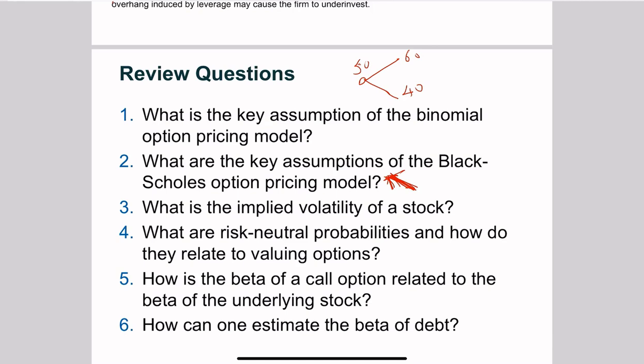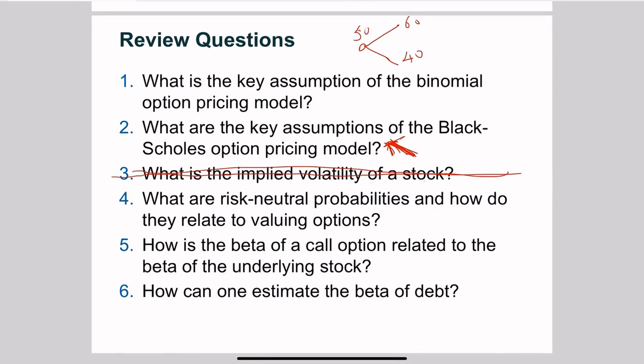What is the implied? I don't think I have talked about implied volatility. So let's remove this one. What are risk neutral probabilities and how do they relate to valuing options?